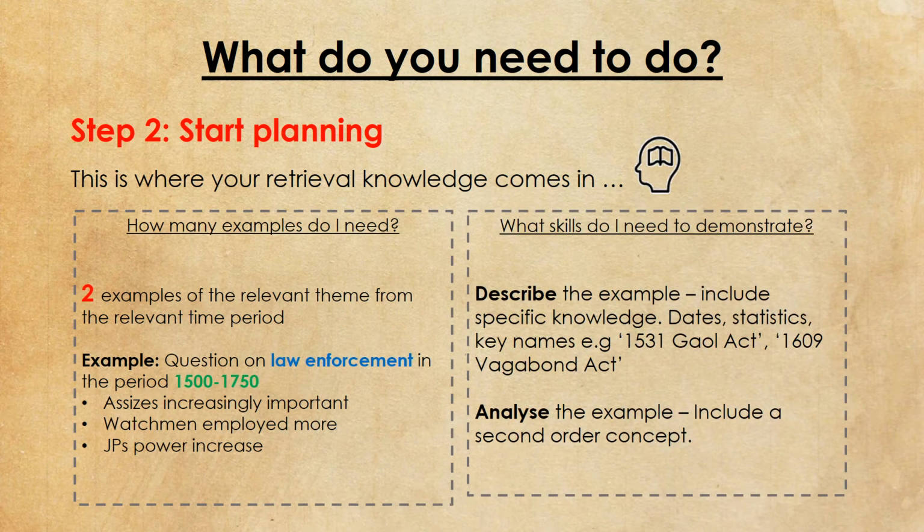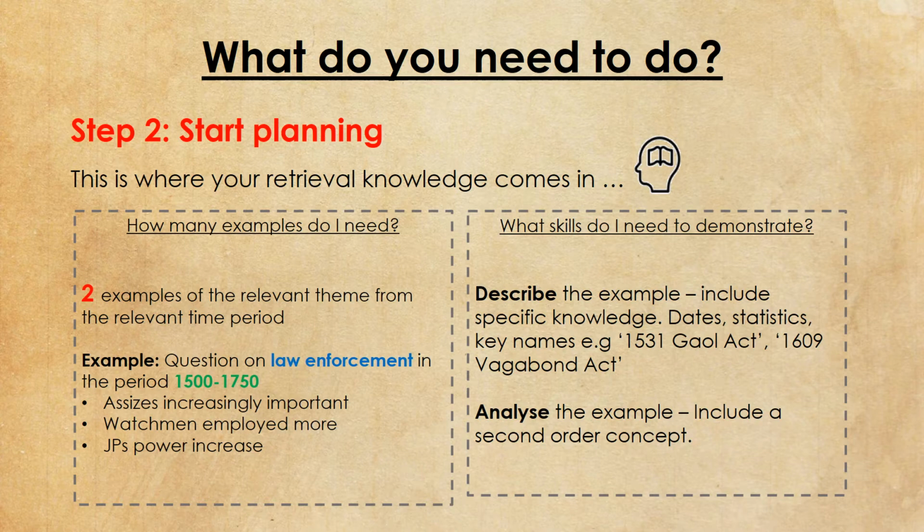Once you've got those examples in your head from your revision and from your long-term memory, you need to start thinking about, well, what do I need to actually do with those examples in my answer? So what skills am I going to need to demonstrate to the examiner? Well, this 9-mark question is all about description to begin with. So you need to describe the example, including your specific knowledge from your revision. So that could be things such as dates of new laws or new crimes, statistics, key names of individual people or books that influence laws.